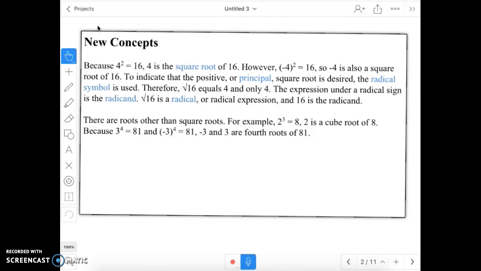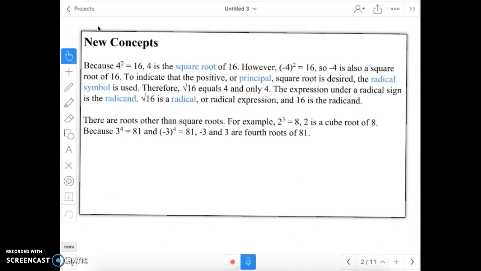To indicate that the positive or principal square root is desired, the radical symbol is used. Therefore, the square root of 16 equals 4 and only 4. The expression under a radical sign is the radicand. So the square root of 16 is a radical or radical expression, and 16 is the radicand in that scenario.